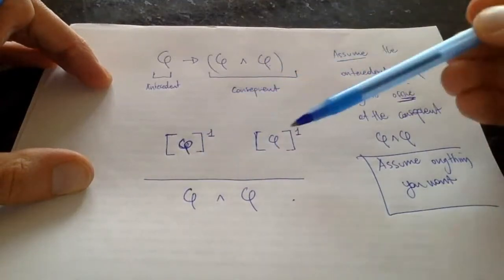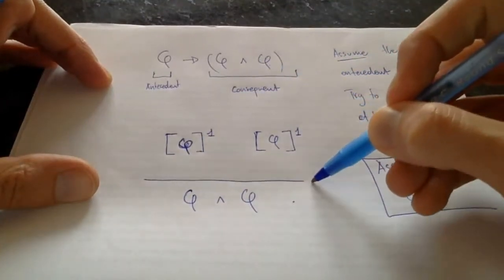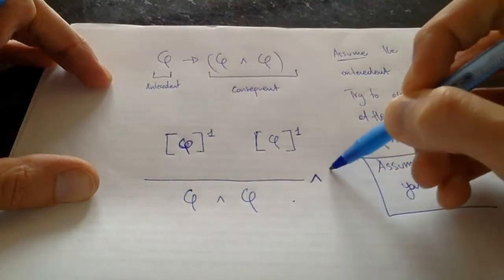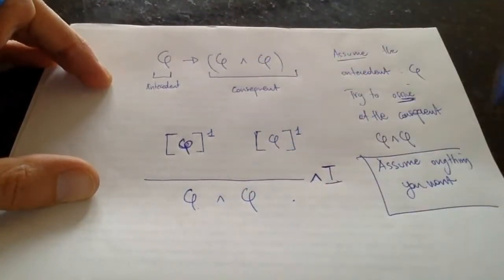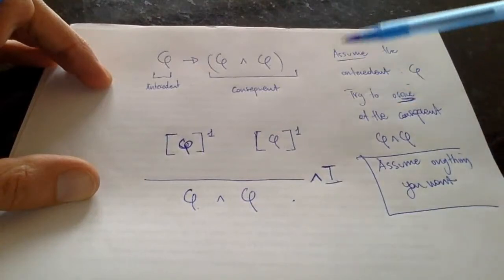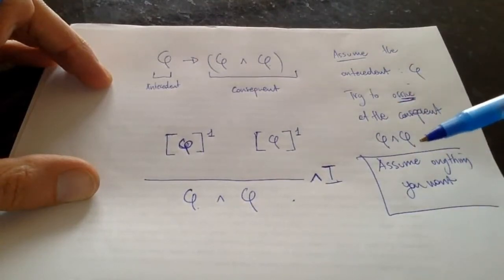Okay, so we have phi and we have phi, our assumptions. Through the rule of conjunction introduction, we can put them together and we get phi and psi. So we're done. We have assumed the antecedent and we got the consequent.